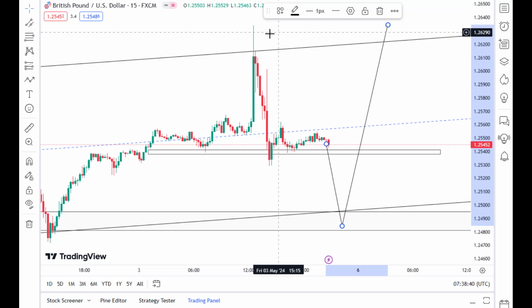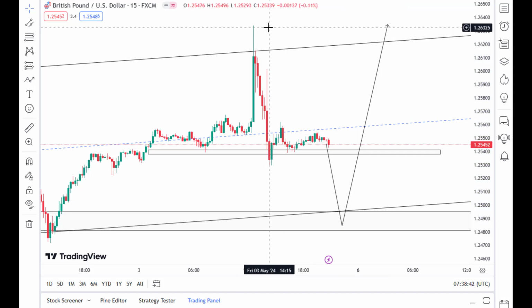So basically that is it, guys. Always do a multiple time frame analysis to know exactly what is happening on all time frames.